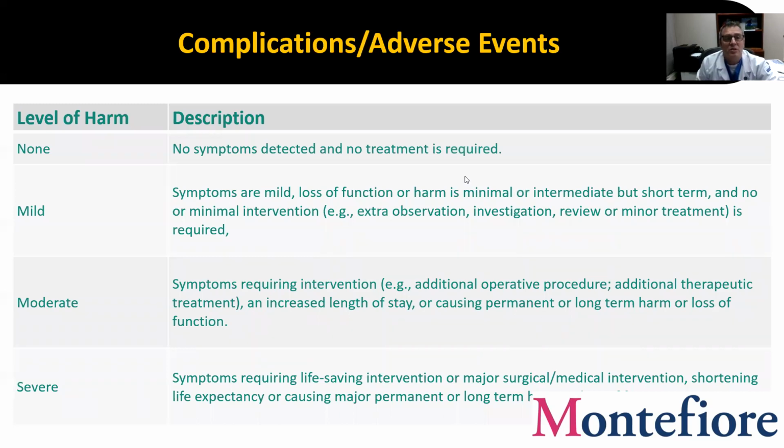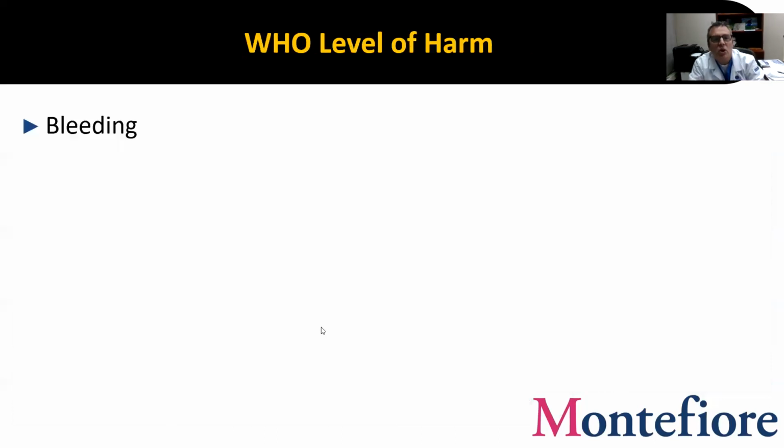And so the answer is you have the WHO level of harm. We didn't come up with this. This is already out there, and it's none, where no symptoms are detected and no treatment is required. Mild, where the symptoms are mild, the loss of function is minimal. Moderate, symptoms requiring intervention and increased length of stay or causing some permanent harm, and severe. And so we've applied this to all the different complications and adverse events. And so you're going to have a very consistent way of saying whether there's harm.